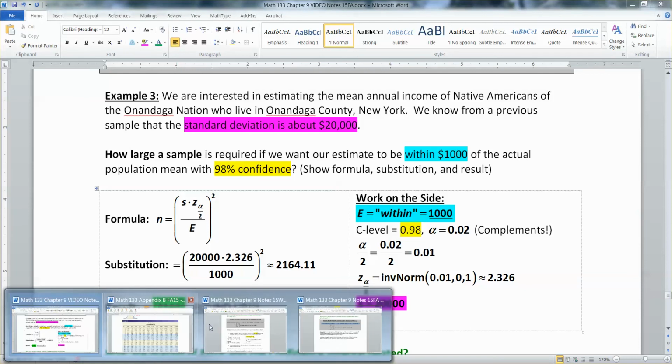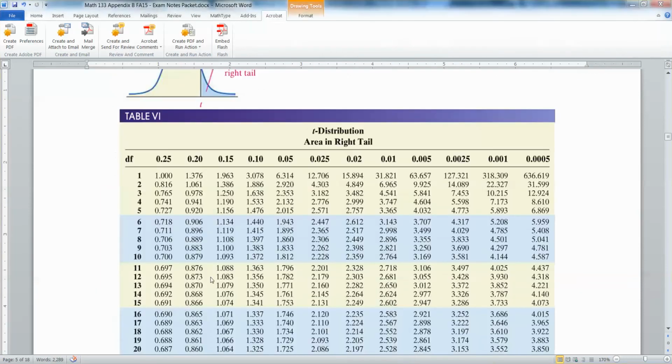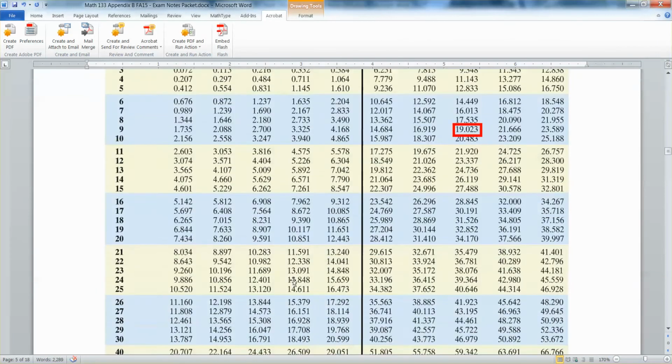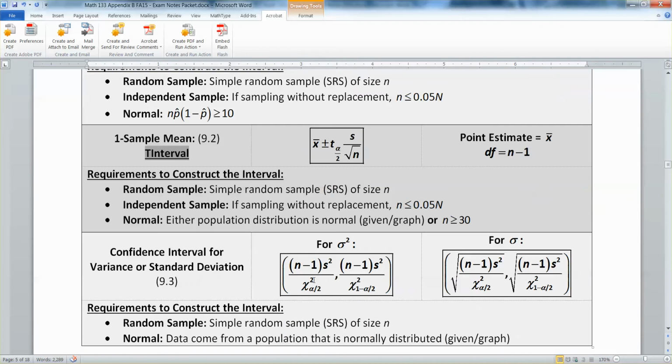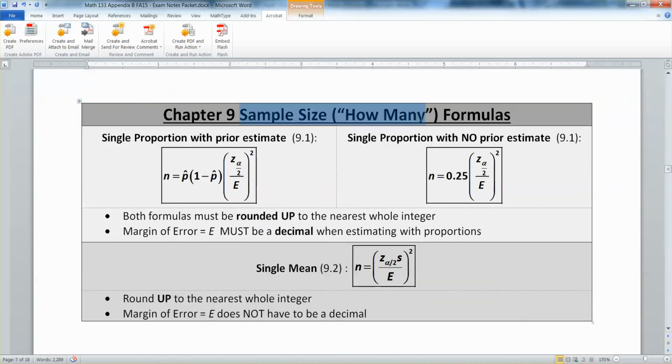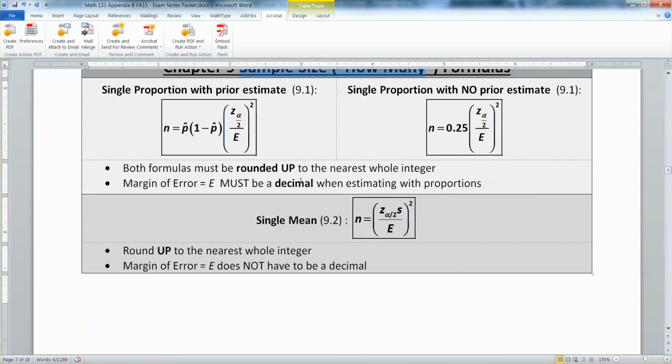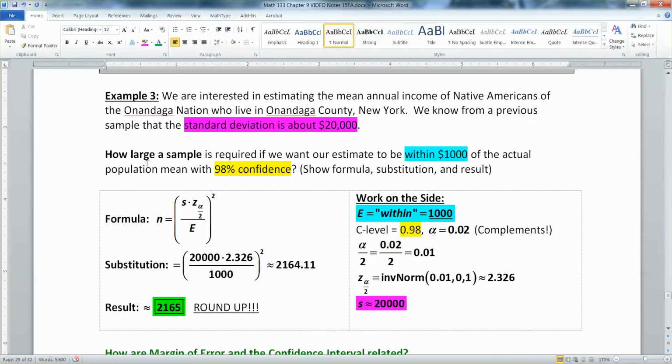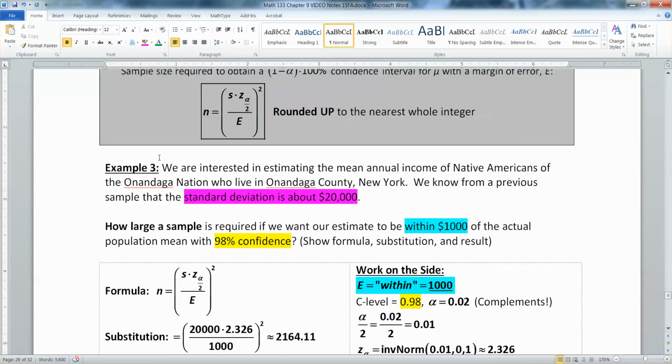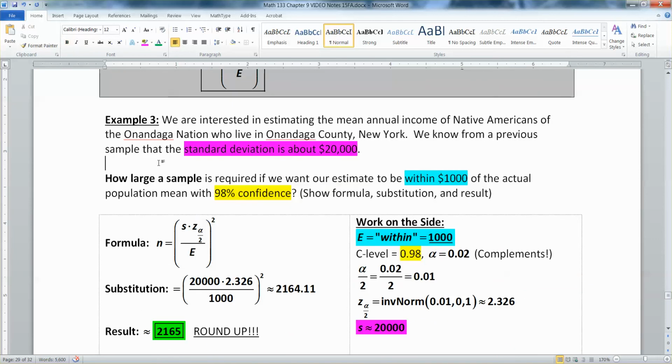And I put that right in the formula sheet for you. Just a little reminder, it says in here all over the place, round up for sample size. See these sample size? Round up, right there and right there. Now keep in mind, I don't always ask, what is the sample size? I might say, how large a sample? How many people? How many whatever do we need to pull? If you're asking how many you need to pull, that's a sample size question.